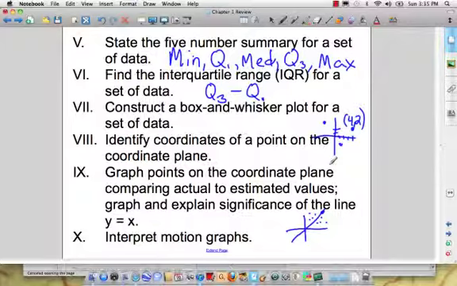Okay, one more thing that's on the test is interpreting motion graphs. So I think I'm going to advance to the next screen to describe that a little. So pause the video if you need to copy any of this information down.